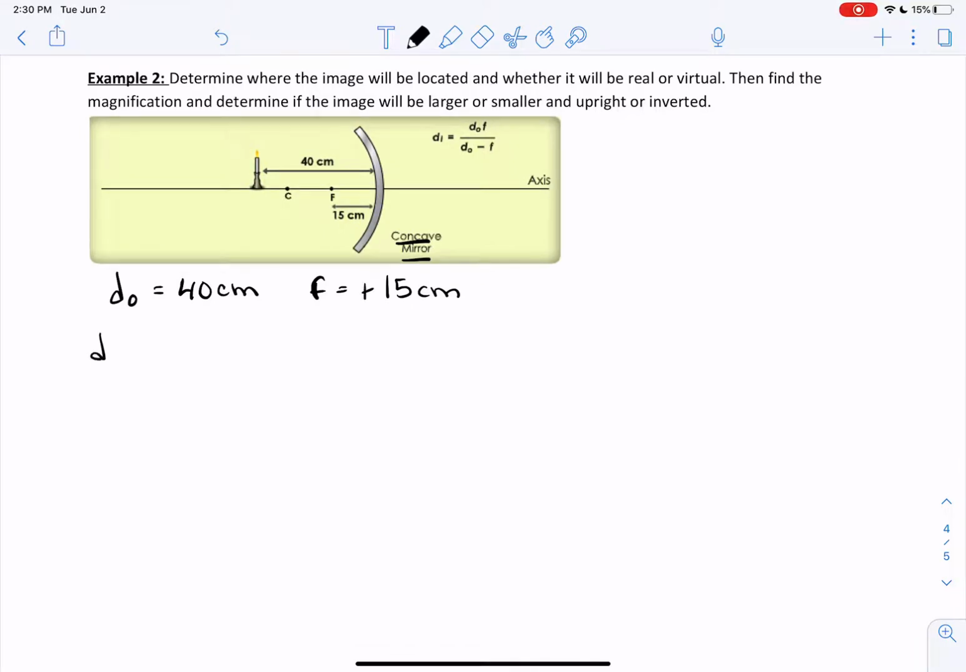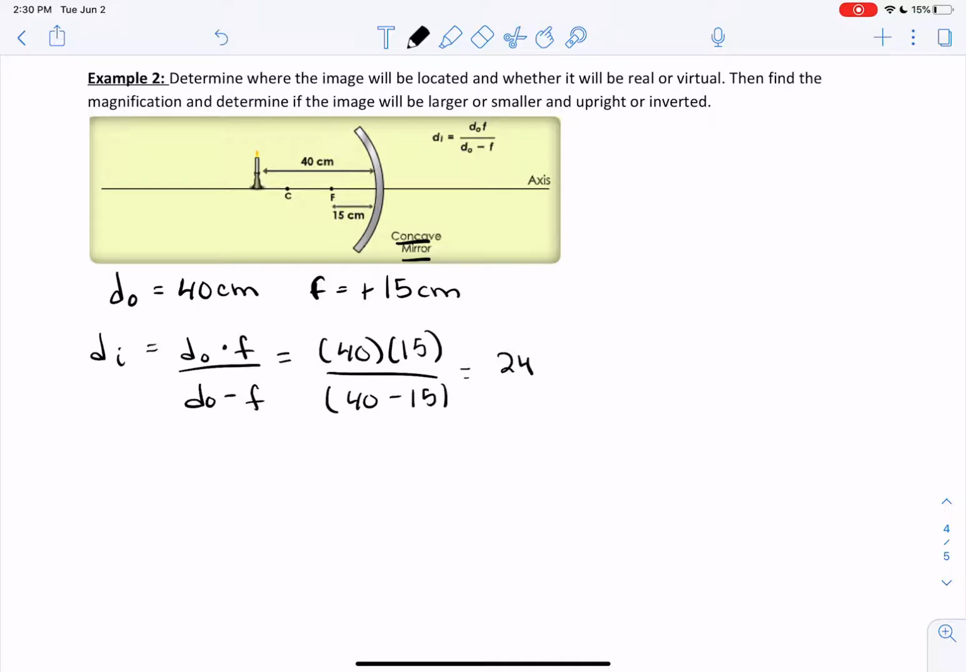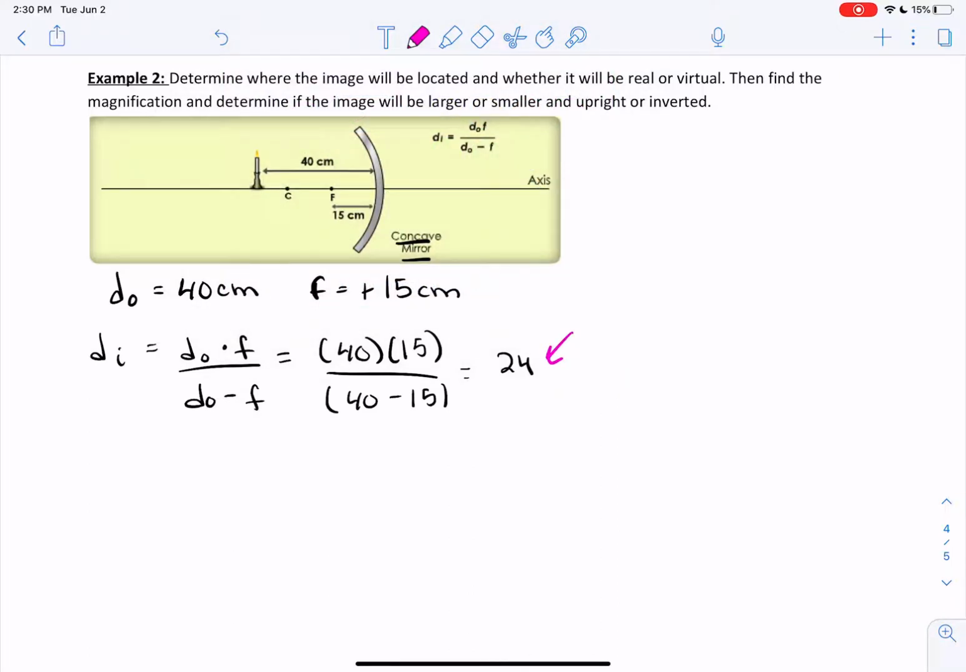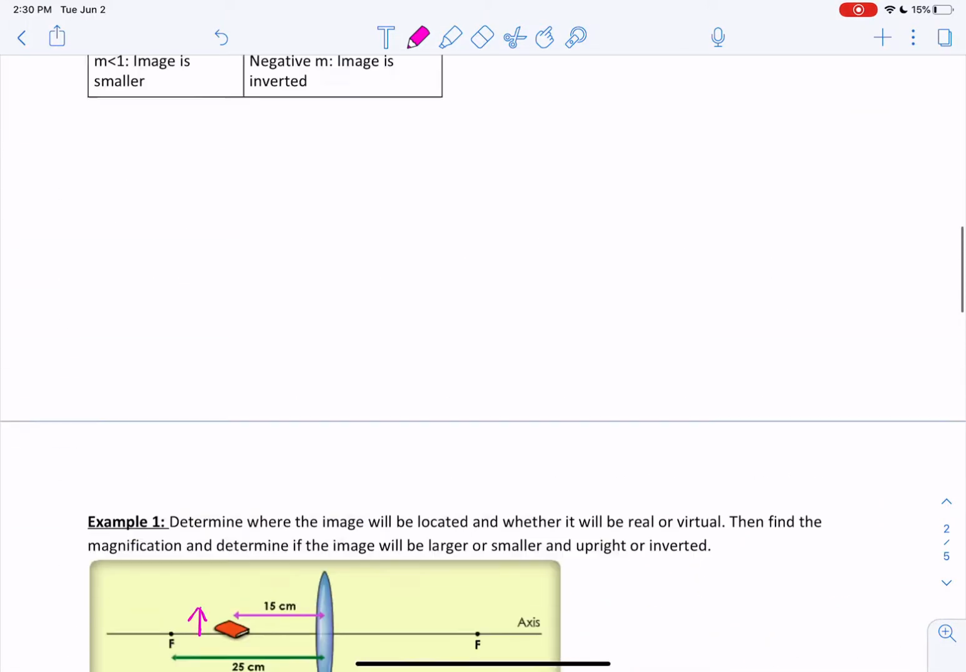Now let's use our equation, DI equals DO times F over DO minus F to find where our image will be located. We're going to plug in, we get 40 times 15 divided by 40 minus 15, and we end up with 24. Okay, so what does this mean? Well, we know it's positive. Positive for a mirror. So let's take a look at our table.